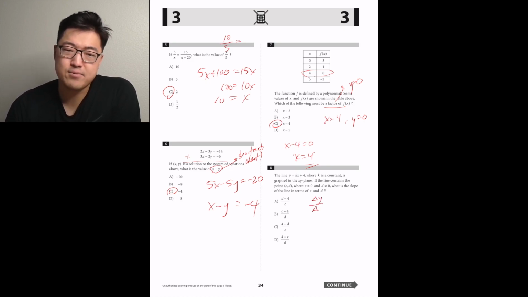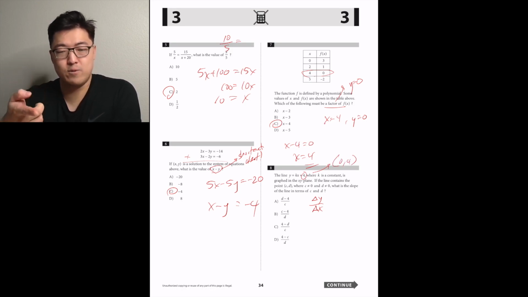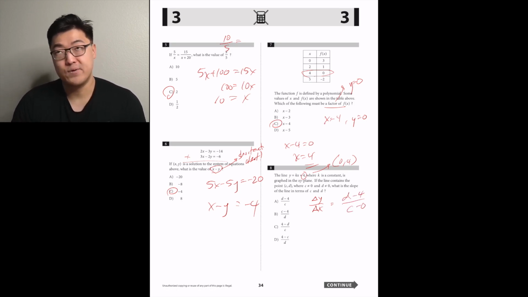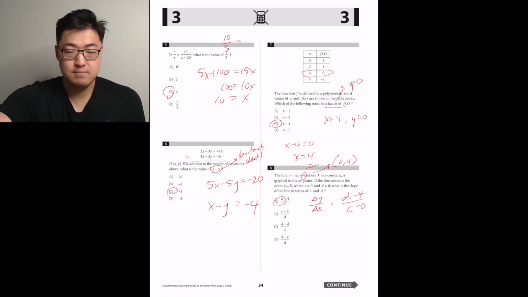The line y equals kx plus 4, where k is a constant, is graphed in the xy plane. If the line contains the point (c, d), what's the slope of the line? Do I just do the slope formula? So change in y over change in x. The y-intercept point is going to be 0, 4, so it's going to be d minus 4 over c minus 0. A, hopefully.